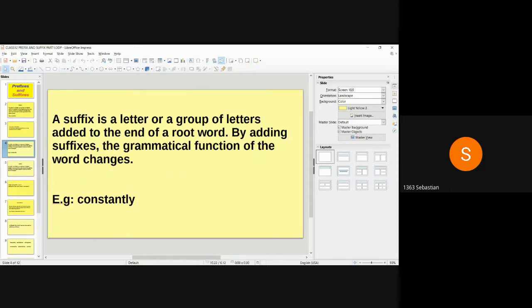A suffix is a letter or group of letters added to the end of a root word. By adding suffixes, the grammatical function of the word changes. Example, constantly.